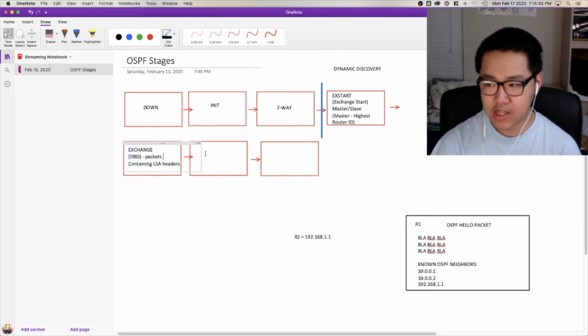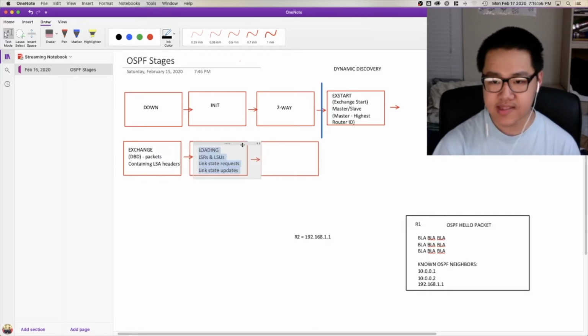Now we go into the loading stage. The loading stage is where the actual exchange takes place. I know it's kind of counterintuitive, but these are where we have LSRs and LSUs sent out. LSR stands for link state requests, and LSU stands for link state updates. So we have these link state requests sent out where the router basically says, hey, I want this route. So now the routers have an idea of what the other router's database looks like, now they are tasked with the job of getting them consistent.